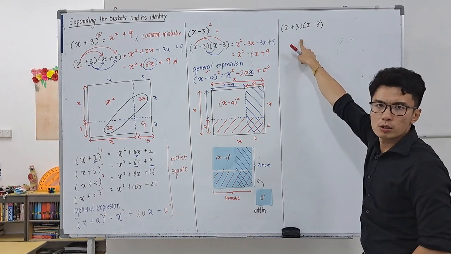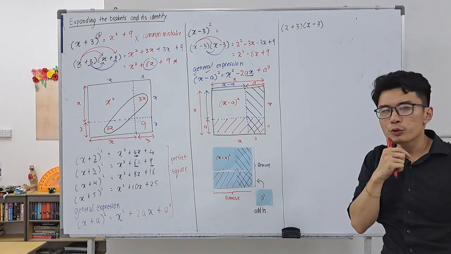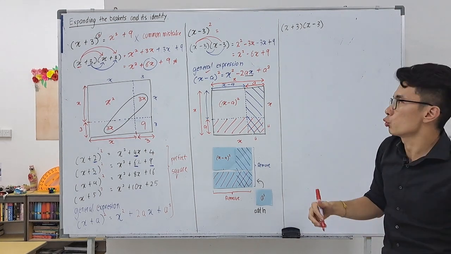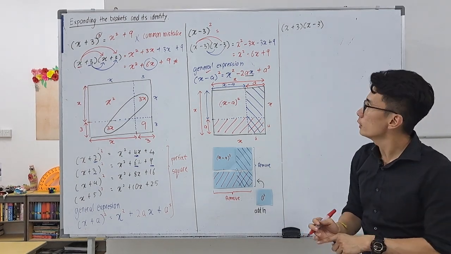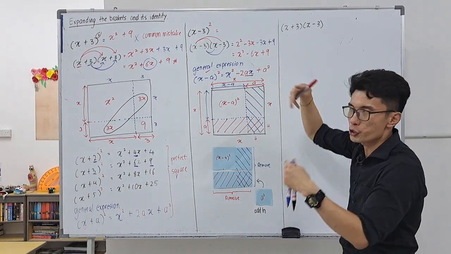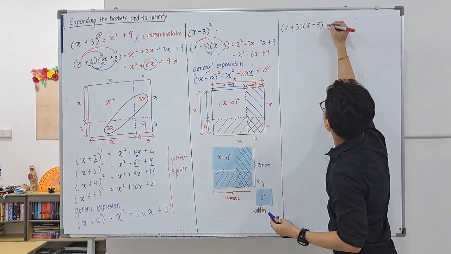So again, when you expand this, what do you think will happen? Now let's work it out together. I'll put some numbers here so that you can see what's going on first, and then I'm going to change it to a general expression. So again, let's work this out as usual.